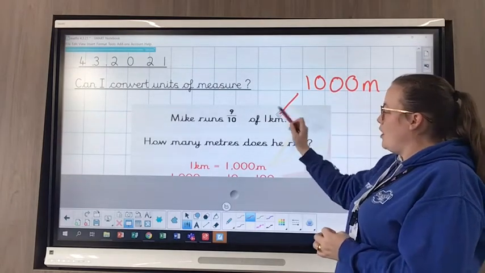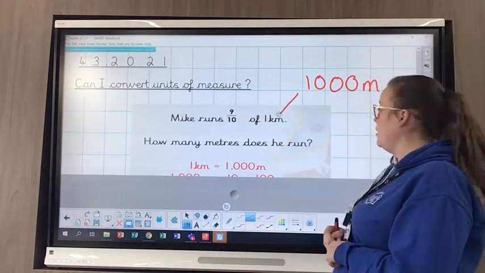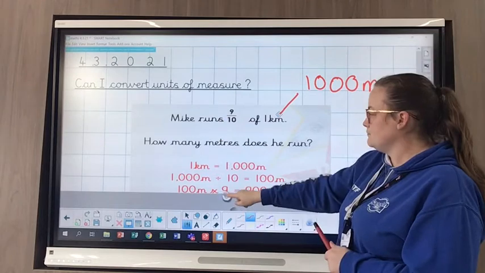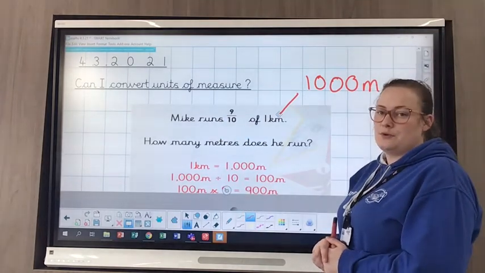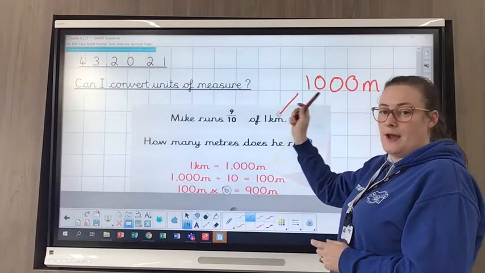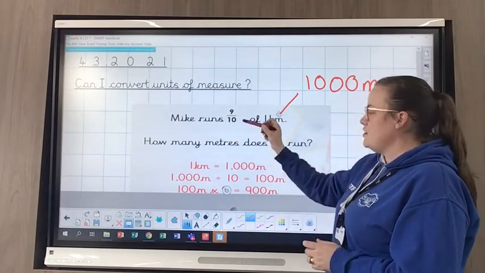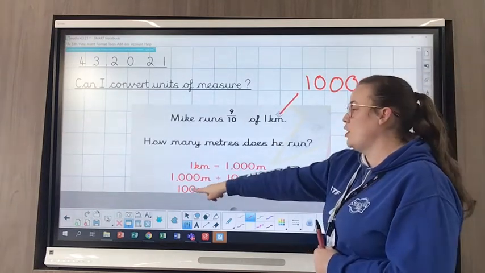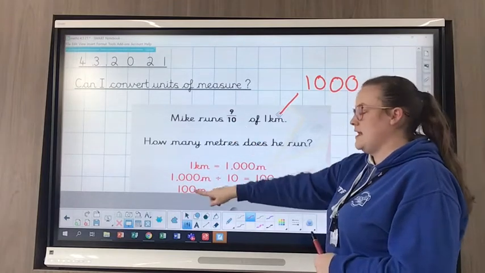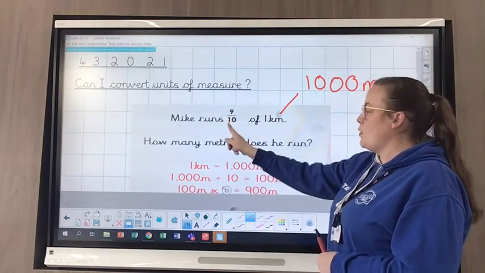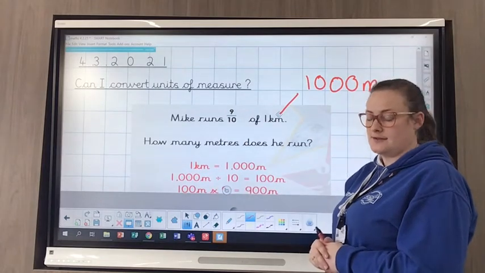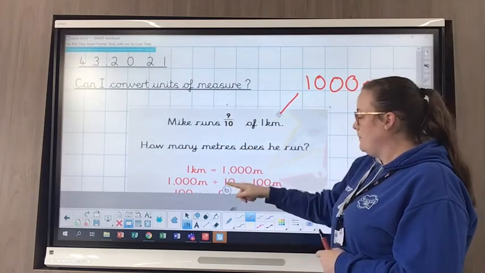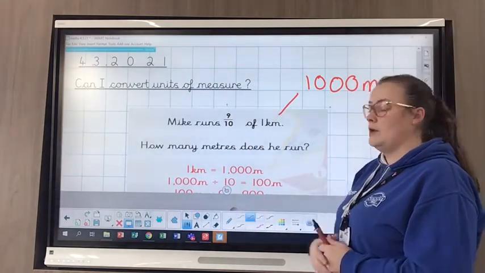Now you need to divide 1,000 by 10 because we have 10 parts. So you need to divide 1,000 metres by our 10, like we would if we were doing a fraction. Divide your whole number by your denominator. And then you would multiply your answer by your numerator. So we've then got 100, because 1,000 divided by 10 is 100 metres. So we know that 1/10 is 100 metres. And we would multiply that because we have 9 parts. So 9 multiplied by 100, and your answer will be 900.